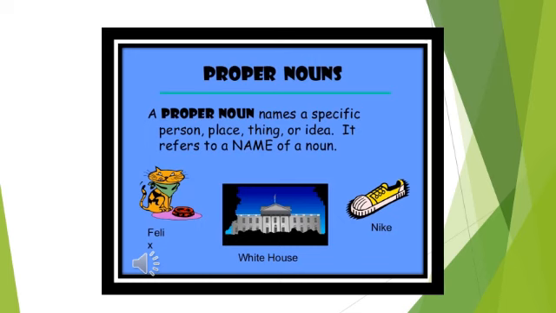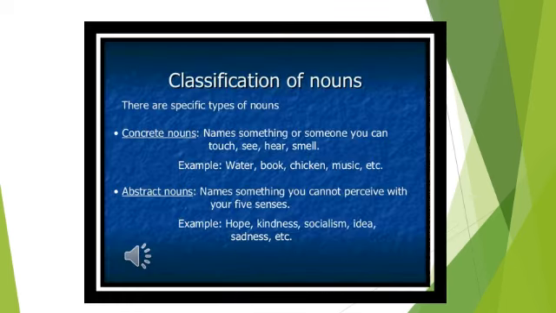Furthermore, there's a classification of noun. In this classification, the first thing is concrete or material noun. It deals with something that we can touch and see with our naked eye. For example, book, water, music, chicken, etc.